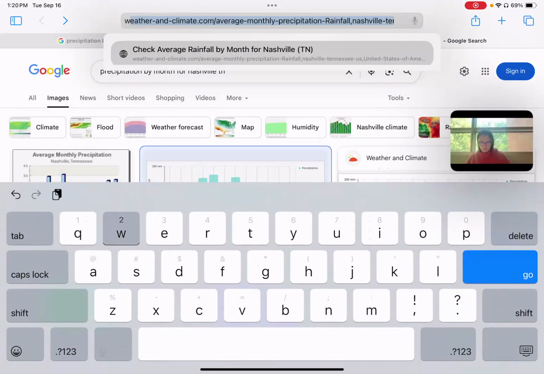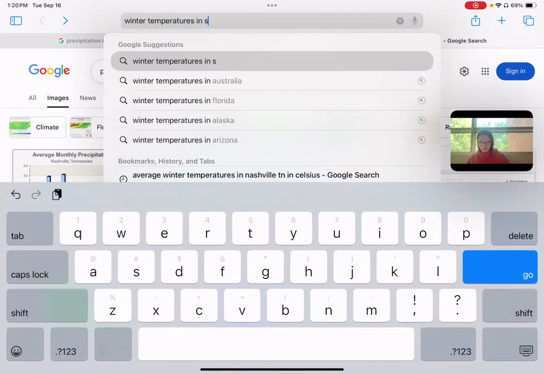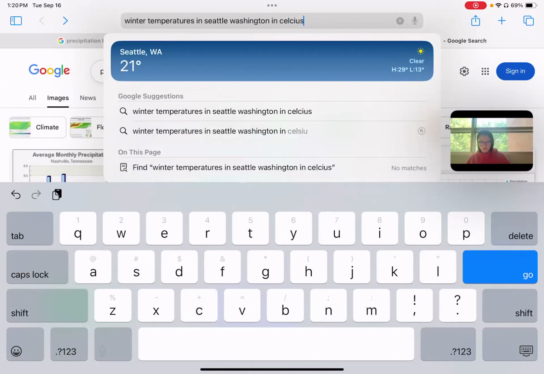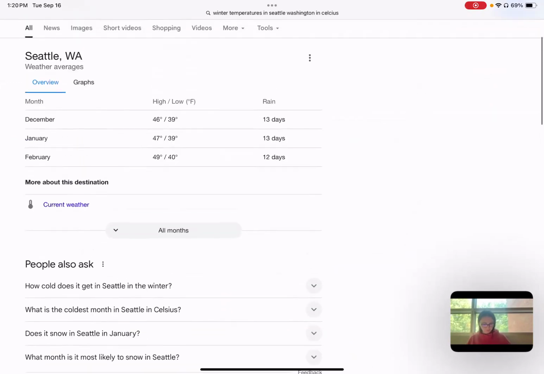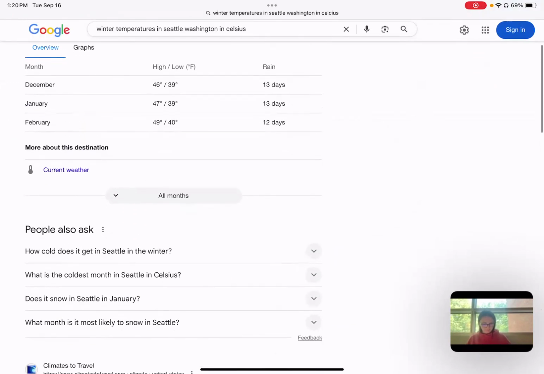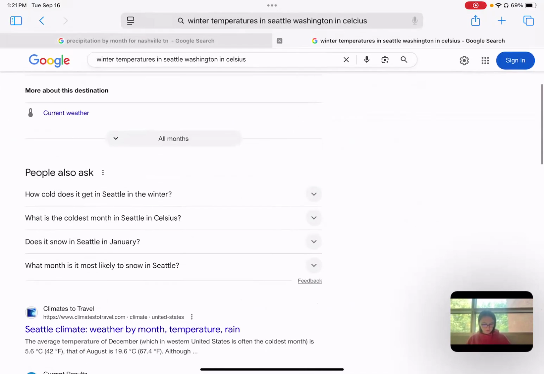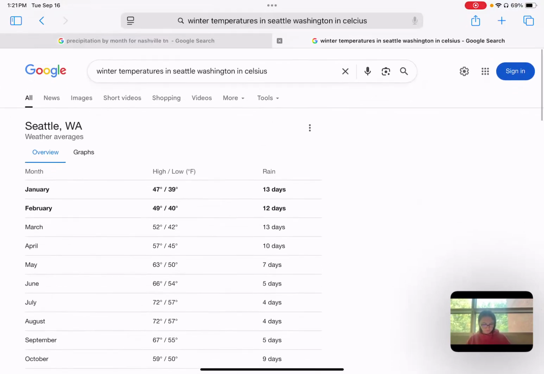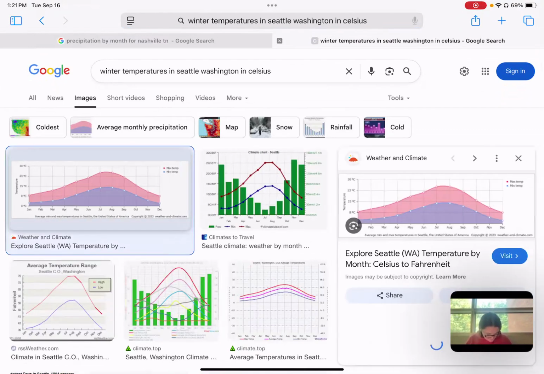Winter temperatures in Seattle, Washington, in Celsius. I always spell Celsius wrong. Okay, so Google AI was not as helpful. Let's try images. Okay, this one will do.